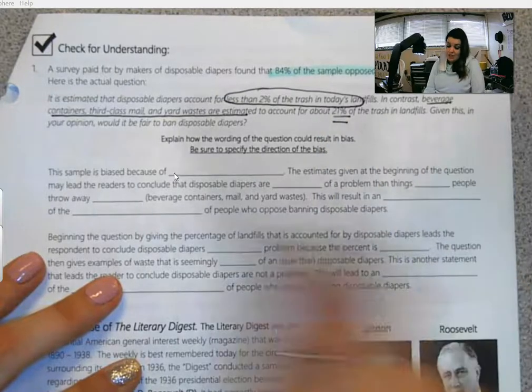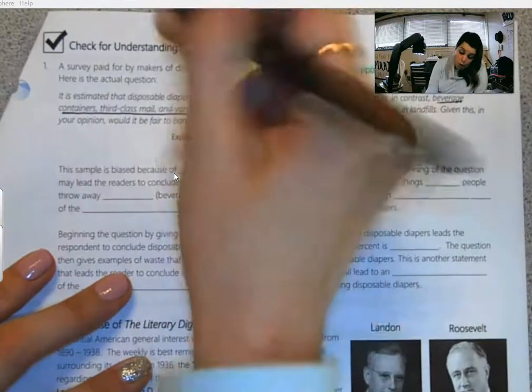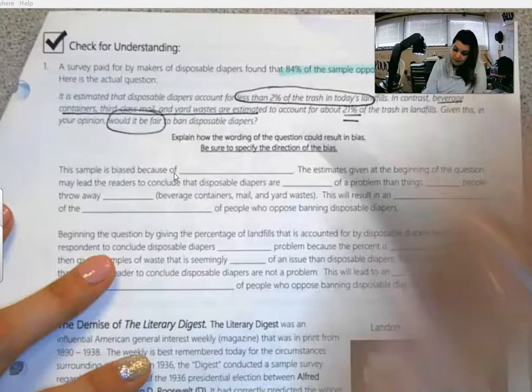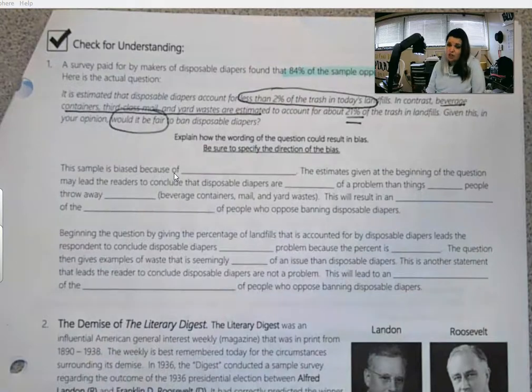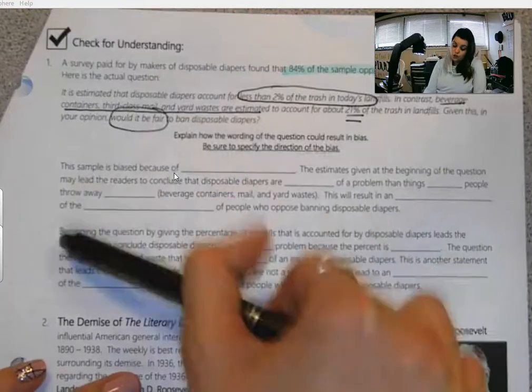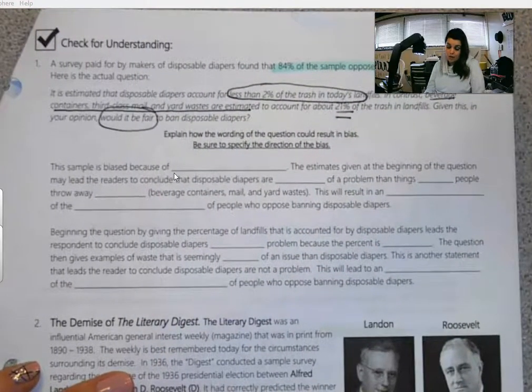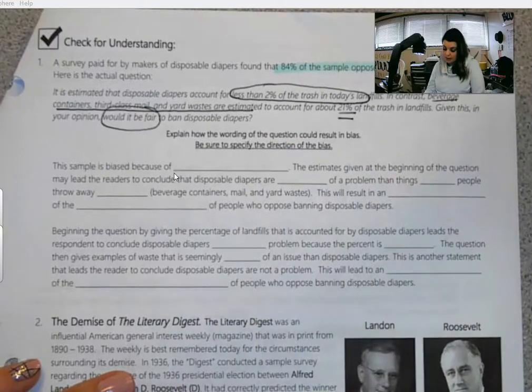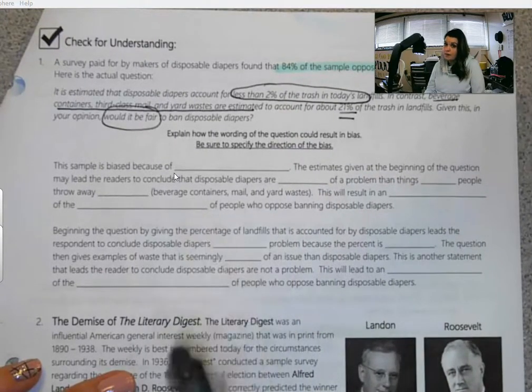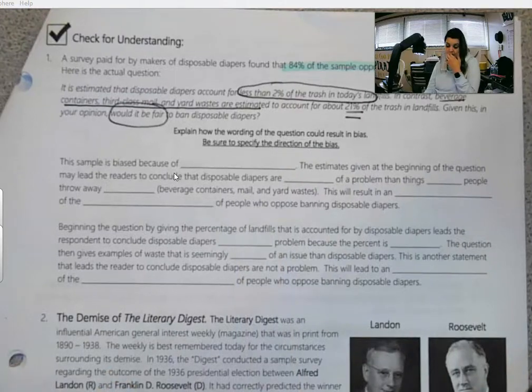So, given this, in your opinion, would it be fair? Would it be fair to ban disposable diapers? Okay, family, this question should just say, do you think we should ban disposable diapers? There's so much wrong with this question. So, I have given you 2 example responses that you could write to the prompt. Explain how the wording of the question could result in bias. Then it says be sure to specify the direction. So is this an overestimate or an underestimate?